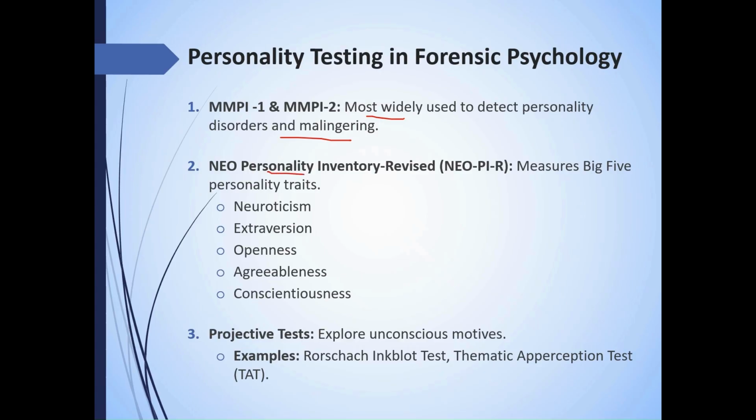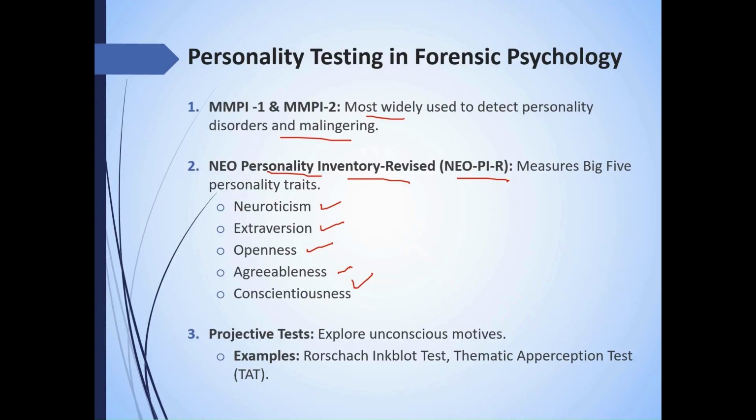Secondly, we have the NEO Personality Inventory, which is the revised version. Now, this is used for measuring the Big 5 personality traits. And what are the Big 5 personality traits? Neuroticism, extraversion, openness, agreeableness, and conscientiousness. So, if we discuss each of these one by one, then neuroticism relates to a person's emotional stability.